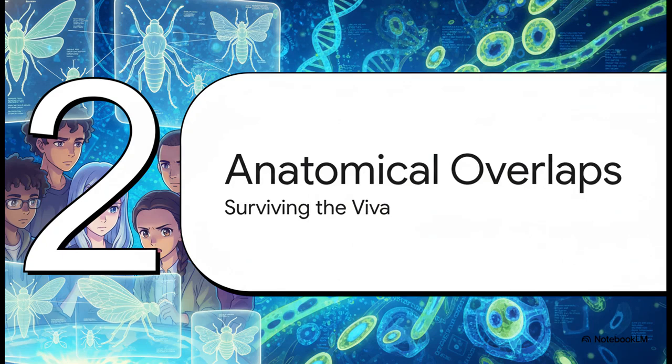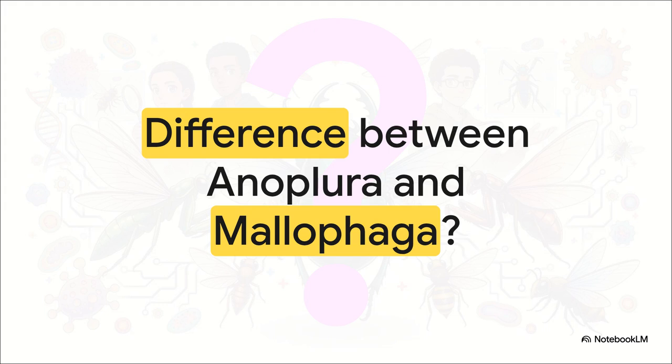Moving right along to Section 2, complex anatomical distinctions. This is all about surviving those overlapping characteristics that trip everybody up in the viva. So, when you hit Unit 3, you're going to be bombarded with microscopic differences that completely change an insect's classification. Take lice, for example. If your professor asks you to distinguish between the two major lice orders, Anoplura and Mallophaga, please don't just guess based on where they're found. You absolutely have to focus on the anatomy of the head, and specifically how that relates to what they eat.